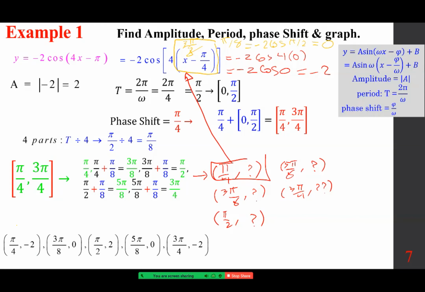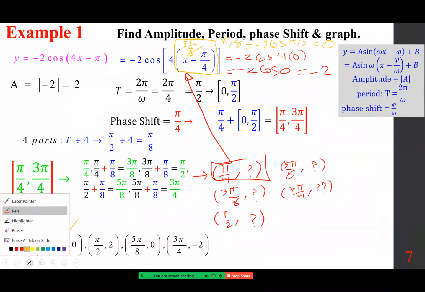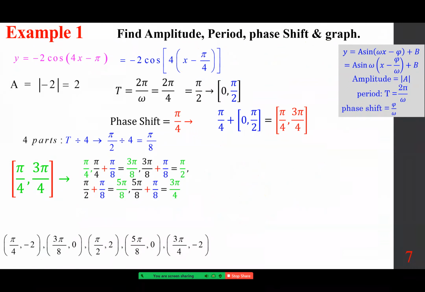I calculated this one for you. I have a feeling you can calculate the rest of it on your own. So we did this, and we did this. You can continue with those. So those are the endpoints you are going to plug in. And this is what you get.